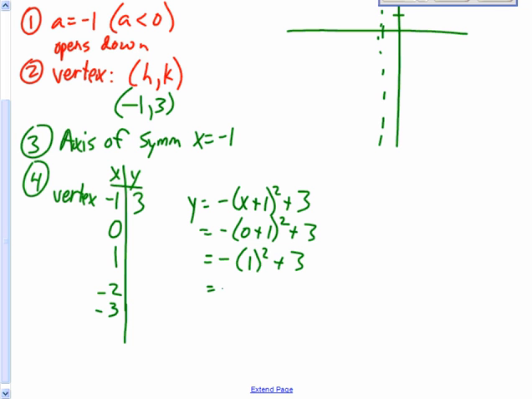Do the 1 squared first. 1 squared is 1. Negative 1 plus 3 is 2. Plug the 1 in now. 1 plus 1, 2. 2 squared, 4. Then they apply the negative in front. So you got negative 4 plus 3, negative 1.